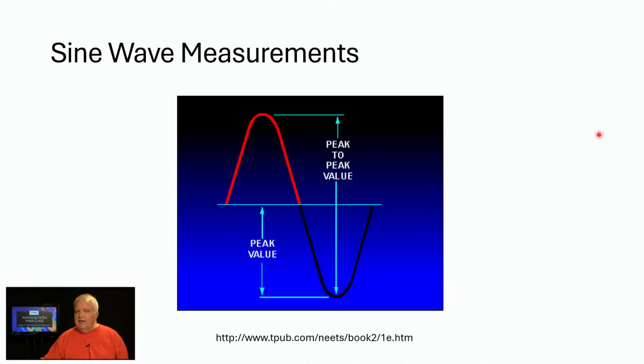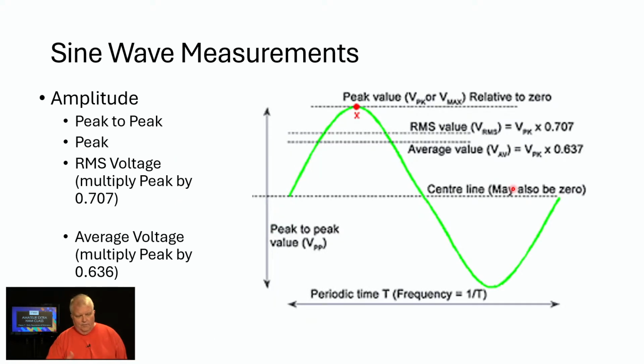And we have peak-to-peak values, measuring from the positive going peak to the negative going peak. That's the peak-to-peak value. Whereas if we just use one of those, that's the peak value of AC voltage on a sine wave. So again, peak-to-peak, peak.